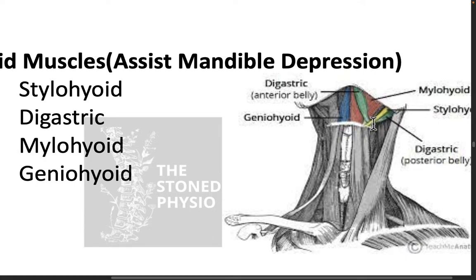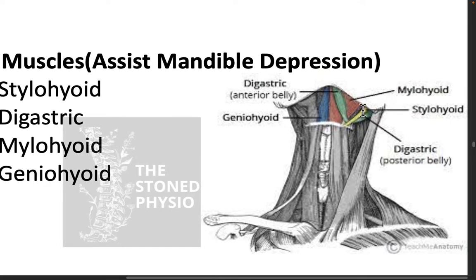Any muscle which has hyoid in its name is of course supposed to have its attachment with the hyoid bone. So the mylohyoid has attachment with the hyoid bone, the geniohyoid has attachment with the hyoid, and the stylohyoid also has attachment with the hyoid bone. This yellow colored muscle is the stylohyoid. So we have the stylohyoid, digastric, anterior and posterior belly, the mylohyoid, and the geniohyoid.